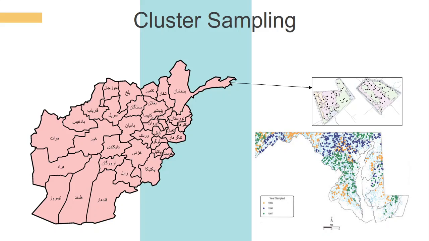Here, for example, is the map of Afghanistan, and we are geographically collecting information from the different provinces.